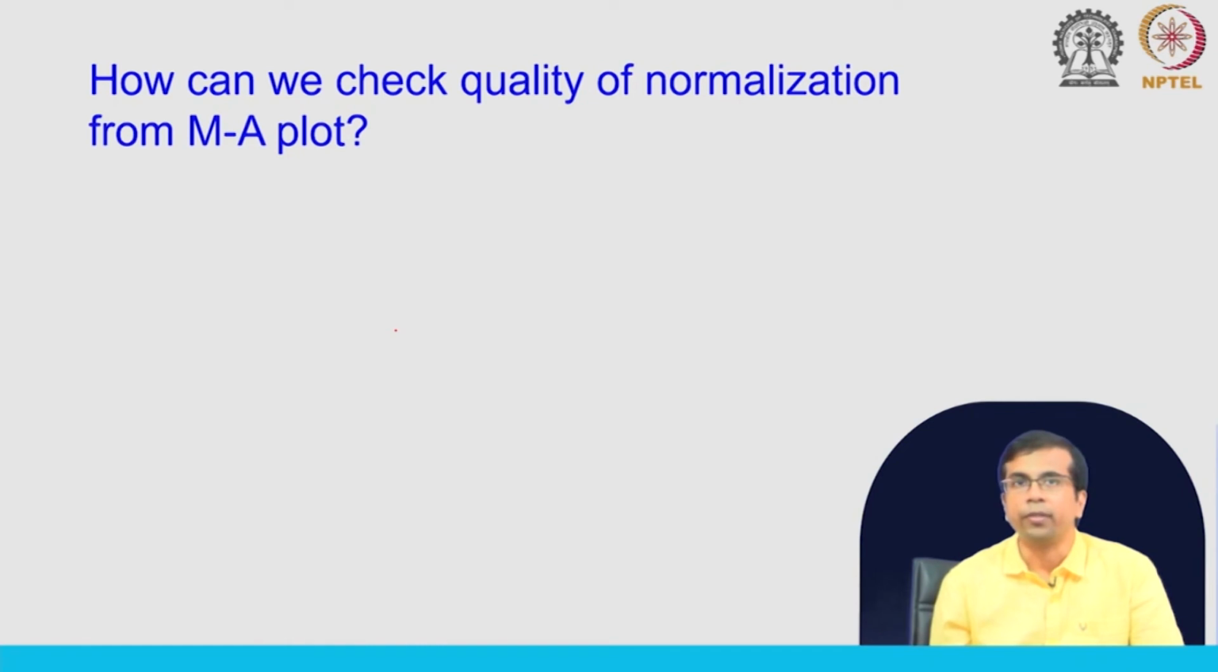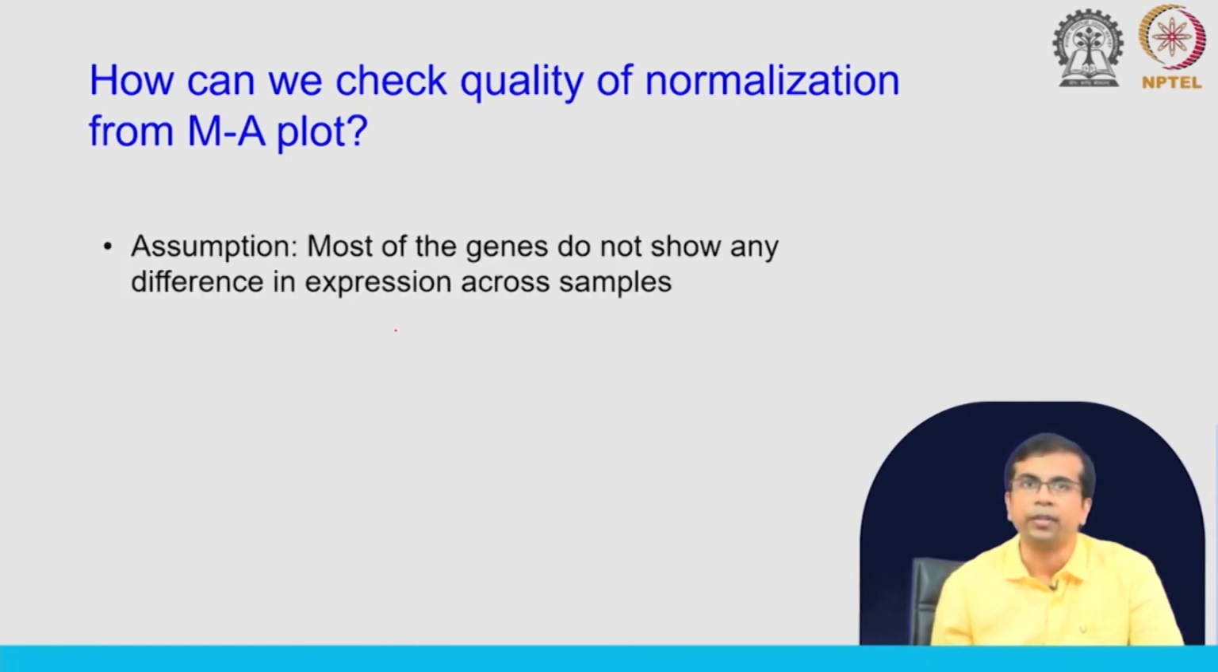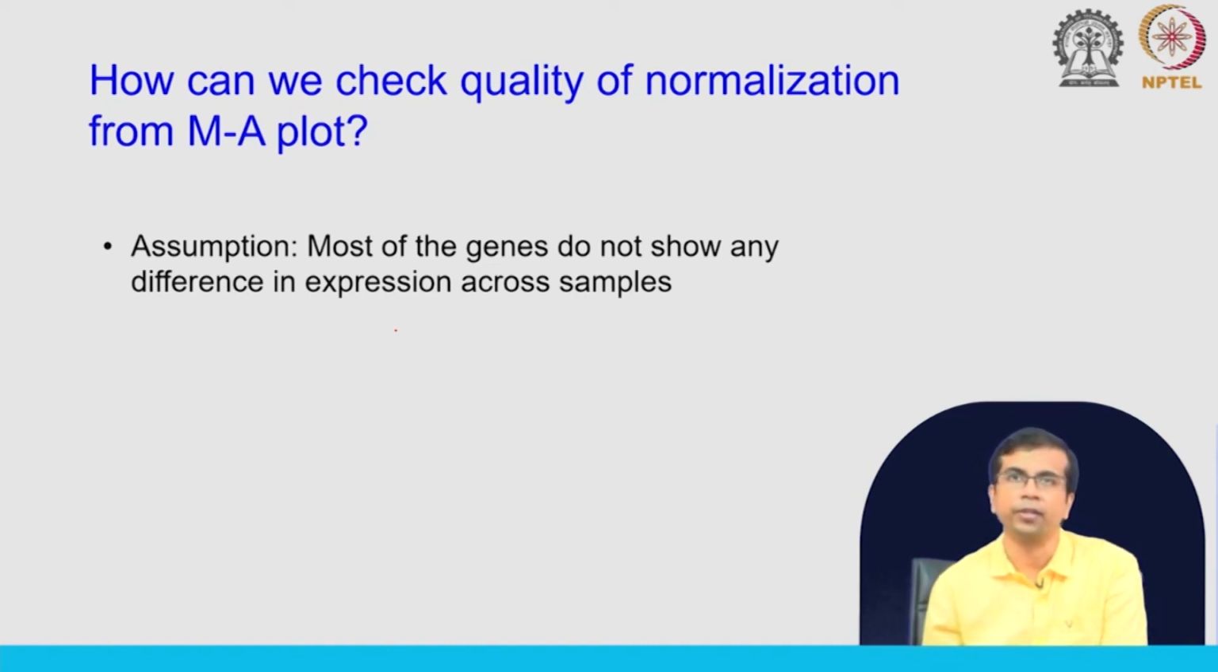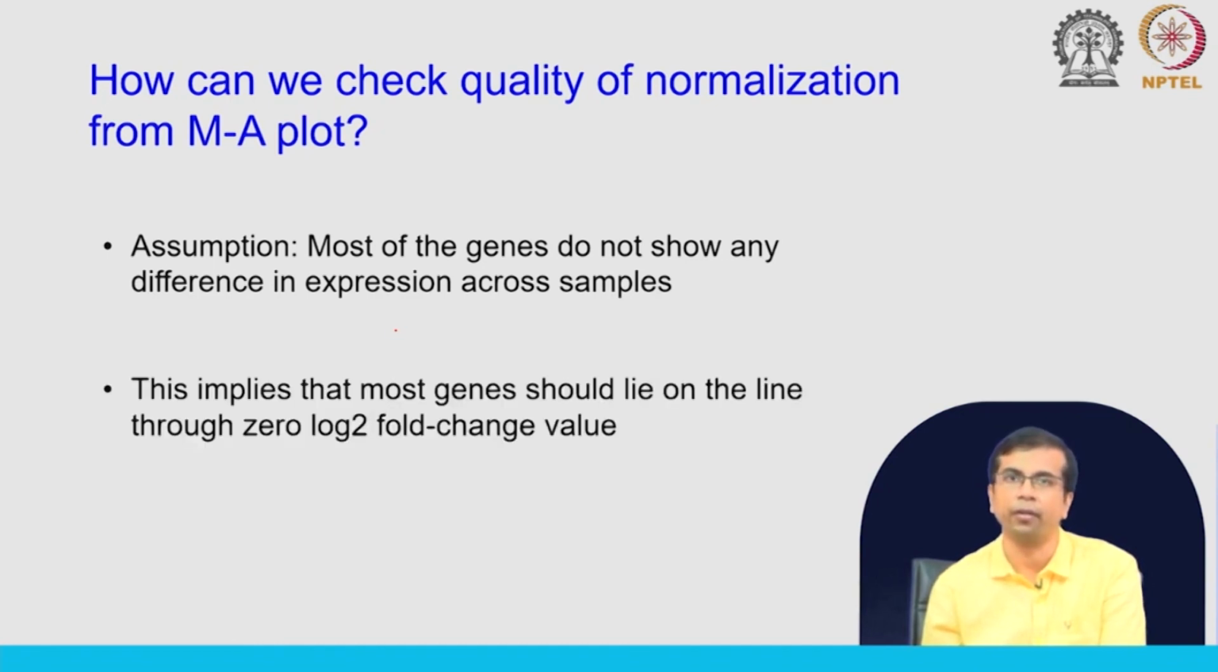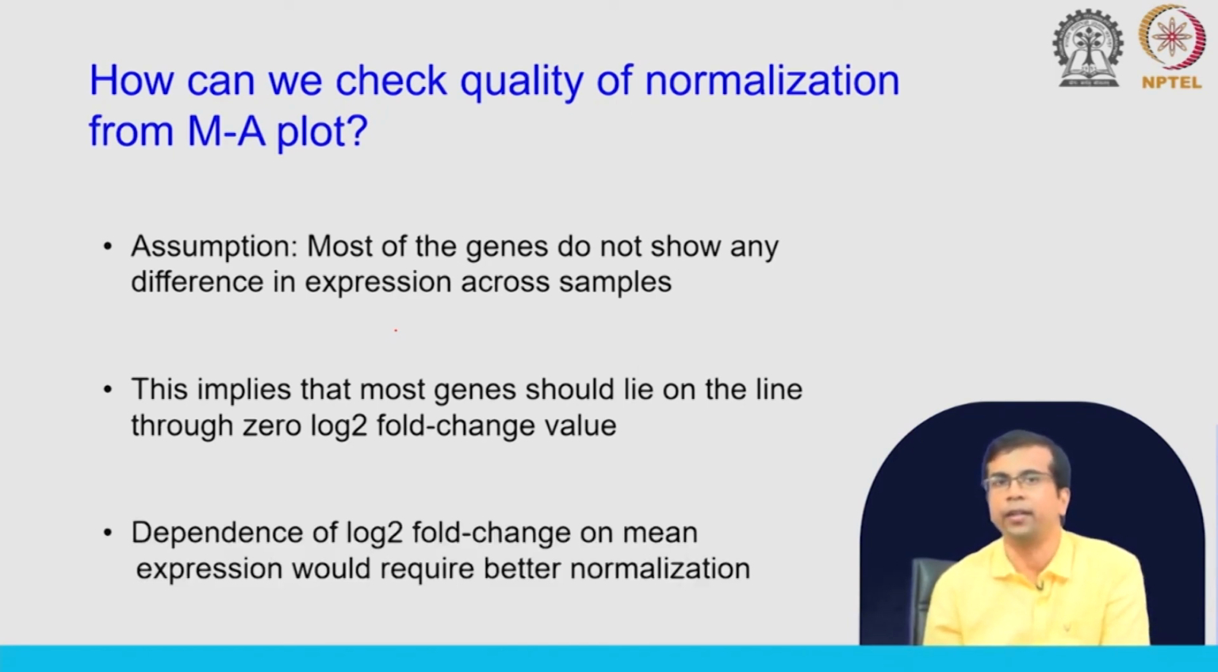Okay, so I also mentioned that we can check the quality of normalization from the MA plot, right. This is something researchers have been doing for microarray data as well, and it can also be extended to RNA-seq data. One of the assumptions in this kind of analysis is that most of the genes do not show any difference in expression across samples. This means that for most genes the log2 fold change value should be 0, so they should be lying on that 0 line. Okay. And if you see a dependence of log2 fold change on mean expression, that would mean it probably requires better normalization, or maybe you need to use some other normalization on top of the current method.